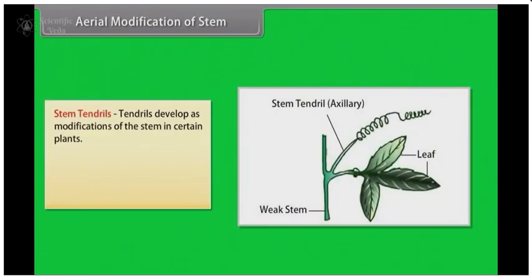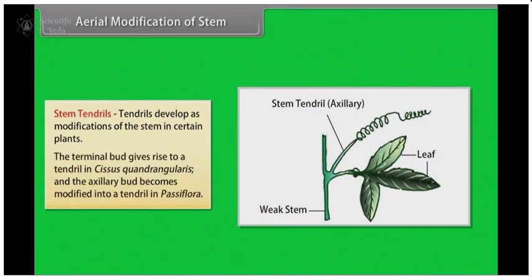Stem tendrils. Tendrils develop as modifications of the stem in certain plants. The terminal bud gives rise to a tendril in Cissus quadrangularis, and the axillary bud becomes modified into a tendril in Passiflora.